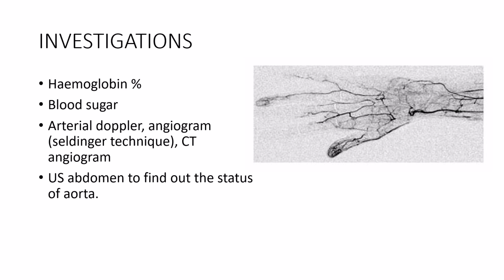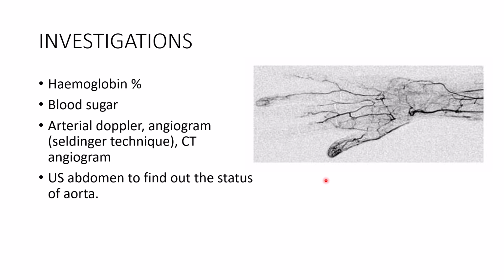Now we will go to the investigations. What investigations do we do for it? We need to do hemoglobin and blood sugar testing. Then we go for the arterial Doppler and angiogram by the Seldinger technique, and we can do the CT angiogram. Then we need to do an ultrasound of the abdomen to find the status of the aorta.